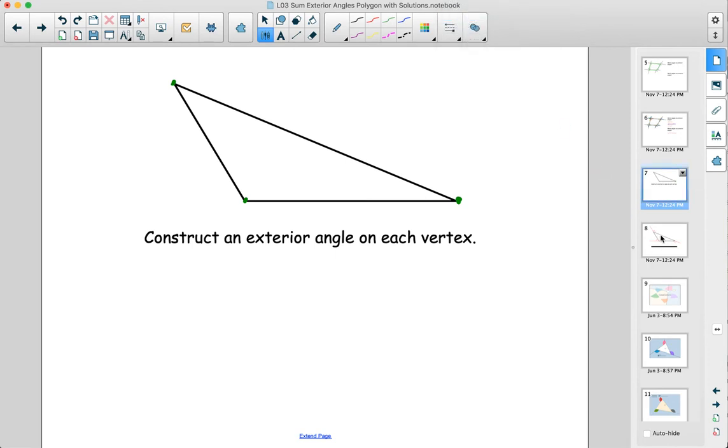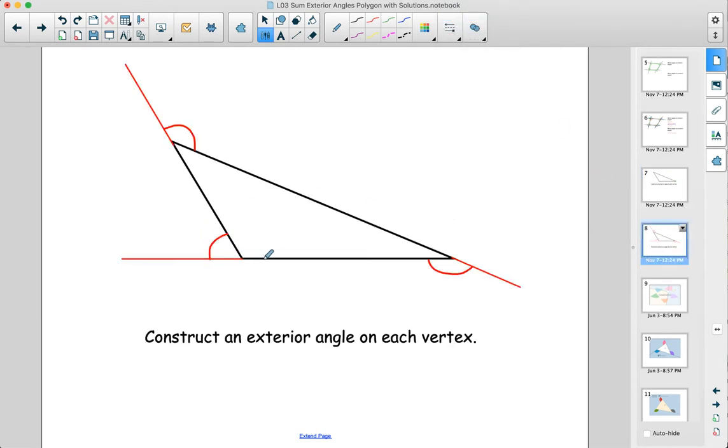All right, resuming. I'm going to show you one way we could do it. I extended this side, and then we've got this side here. So there's the exterior angle created by this side and the extension of this side. Extending this side and the angle between that side and this extension, that's exterior. Extending this side now between that side and this one.